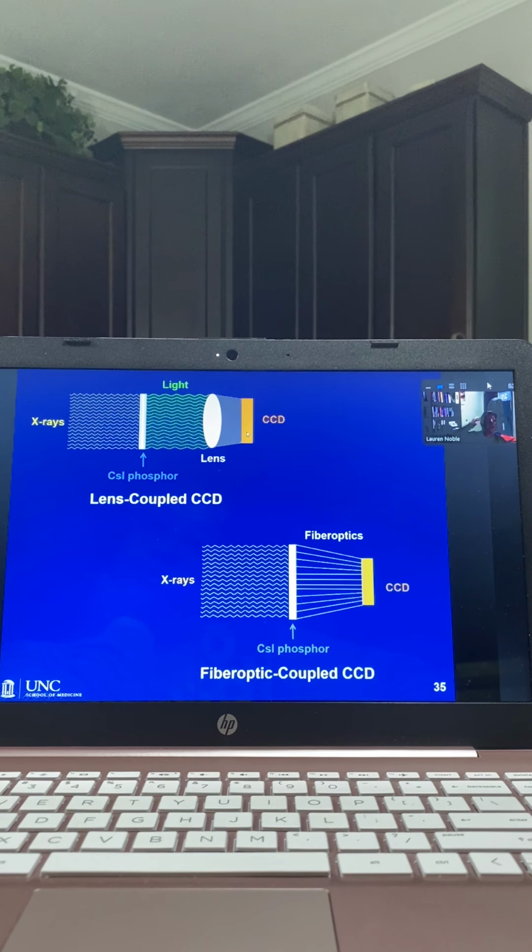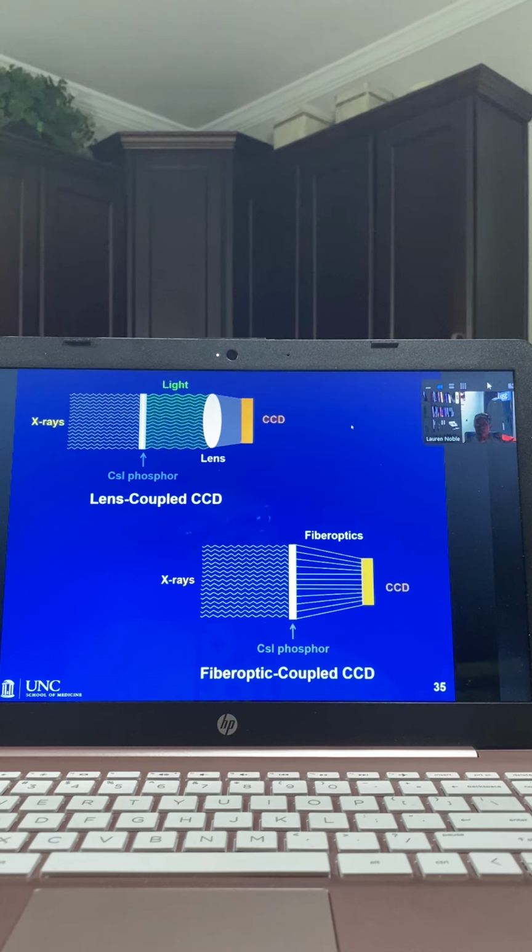Remember, X-rays can't be focused by a lens, right? X-rays cannot be focused by a lens. That's why we have to have a scintillator layer in here to convert X-rays to light, because then the light can be focused by a lens to the CCD chip. So this is what's referred to as a lens-coupled CCD.